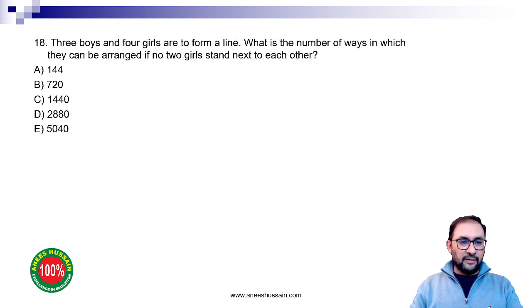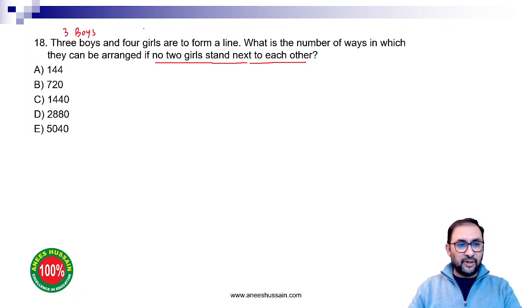Question number 18. 3 boys and 4 girls are to form a line. What is the number of ways in which they can be arranged if no 2 girls stand next to each other? So what needs to happen is that the girls need to be separated from each other. When it says no 2 girls stand next to each other, what this means is that you must make sure that the girls are separated from each other. Now you have 3 boys and you have 4 girls.